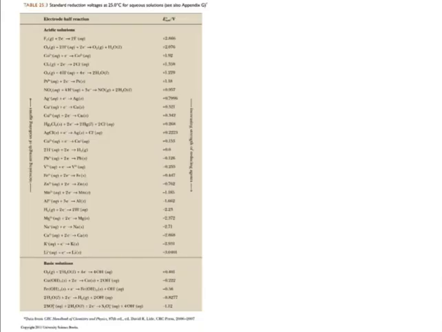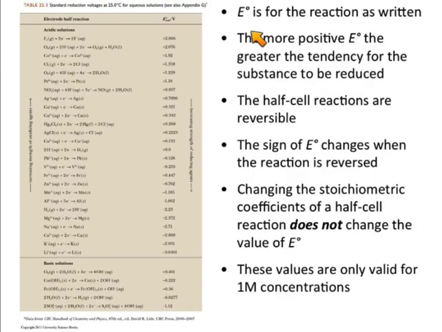Your textbook, McQuarrie, has a much bigger list. Fine. And here's some things about it. So this standard potential is for the reaction as it's written over here. So if you reverse the reaction, you have to change the sign on the voltage here. And the more positive this number is, the greater the tendency for the substance to be reduced. It turns out when you wind up calculating cell voltages from the reduction voltage, a positive number is good.